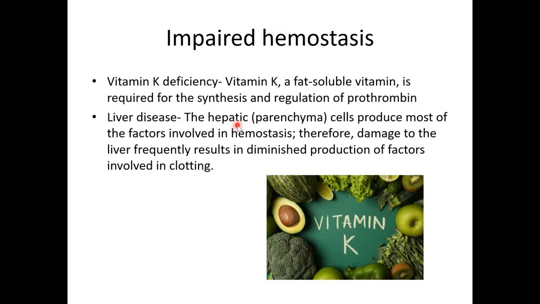Or liver disease. The liver cells produce most of the clotting factors involved in hemostasis. Therefore, damage to the liver frequently results in diminished production of clotting factors, and of vitamin K, because vitamin K is actually made in the liver.